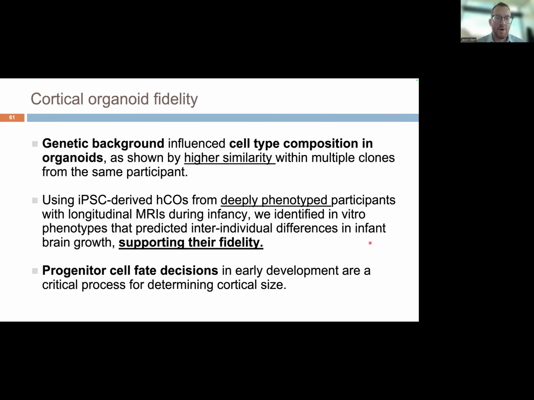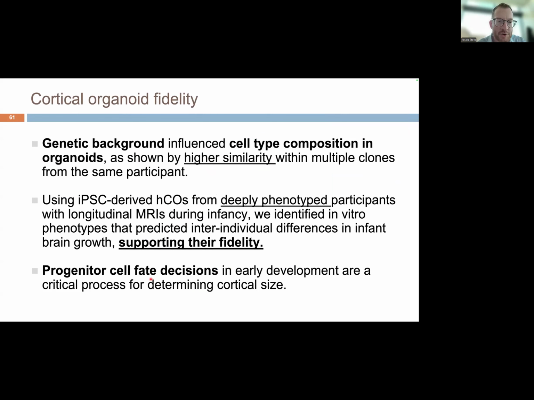Okay, so overall, genetic backgrounds influence cell type composition in organoids, as shown by higher similarity within multiple clones from the same participant. Using iPSC-derived human cortical organoids from deeply phenotyped participants with longitudinal MRIs during infancy, we identified in vitro phenotypes that predicted inter-individual differences in infant brain growth. We think this supports organoid fidelity.